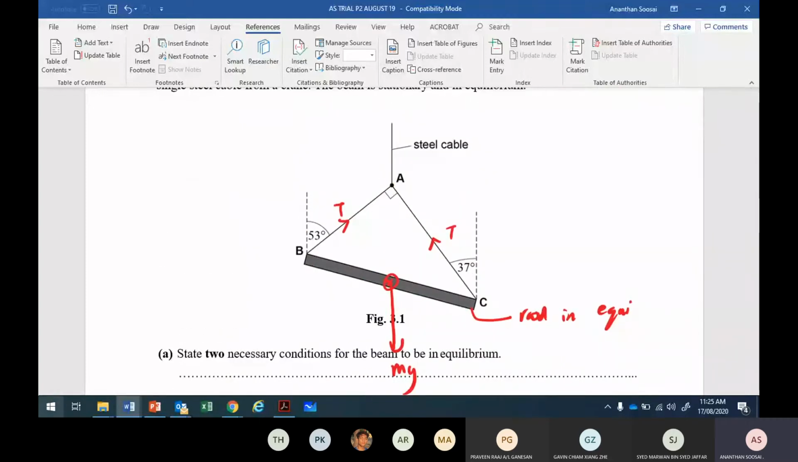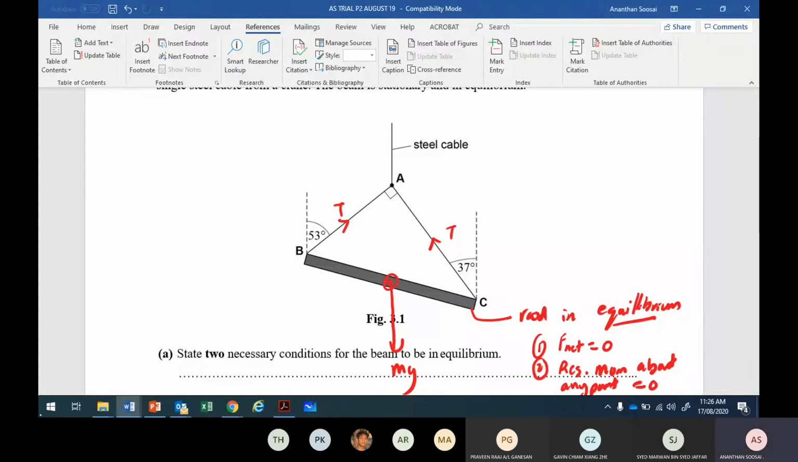Because the rod is in equilibrium. Therefore, it has two conditions. What are the two conditions? The net force must be 0. Another one is the resultant moment about any point must be 0.